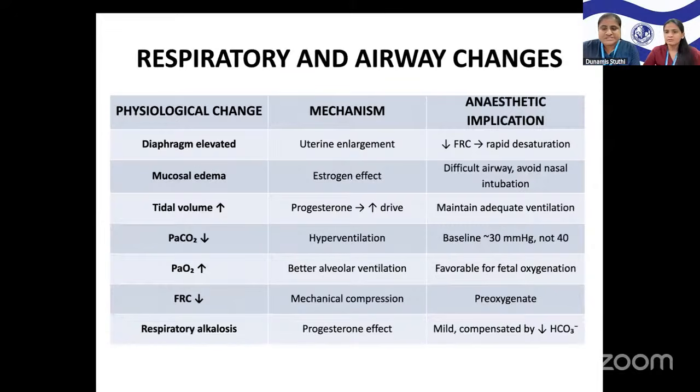Respiratory and airway changes. In the respiratory system, the alveolar ventilation is increased by 30%. This is due to the progesterone effect on the respiratory system, causing mild respiratory alkalosis, with a compensatory bicarbonate decrease. There is an increase in oxygen consumption by 20 to 30% to meet the metabolic demands of the mother and the fetus, and the functional residual capacity is decreased by 20% because of the upward displacement of the diaphragm and the increase in intra-abdominal pressure. This reduces the oxygen reserve, leading to hypoxemia, and also reduces the apnea time during induction.